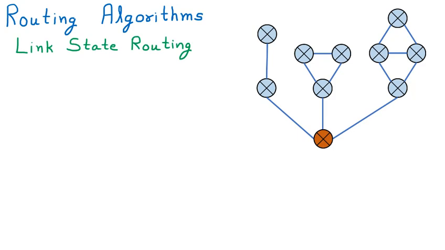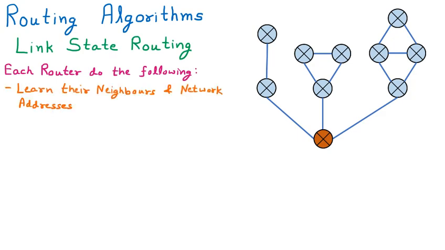Now talking about link state routing, each router must do the following things. The first thing is to learn their neighbors and their network addresses. That means every router should have the knowledge of who their neighbors are and what their network addresses are. To understand this, they have a concept called sending hello packets.